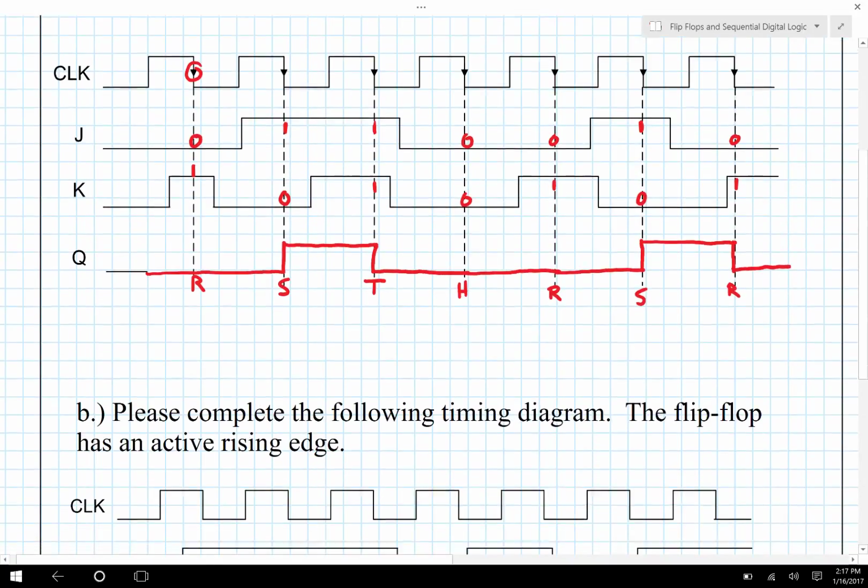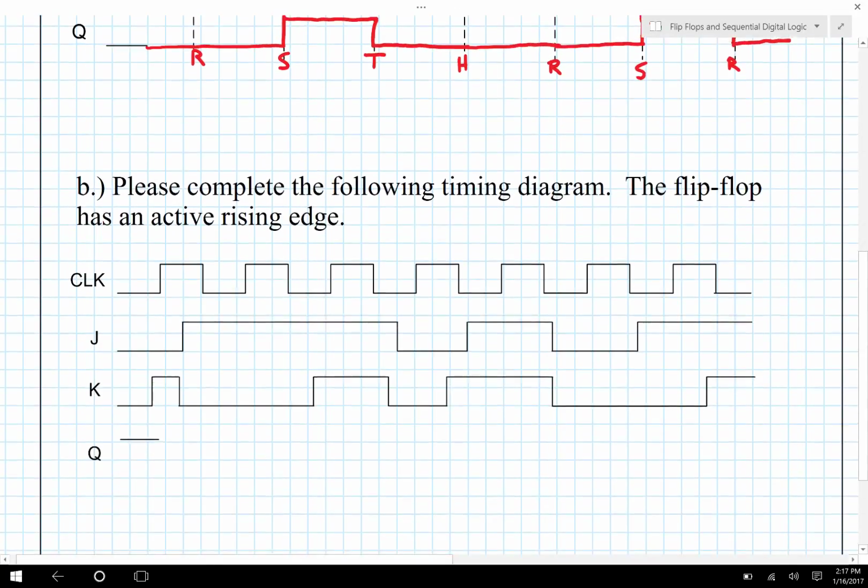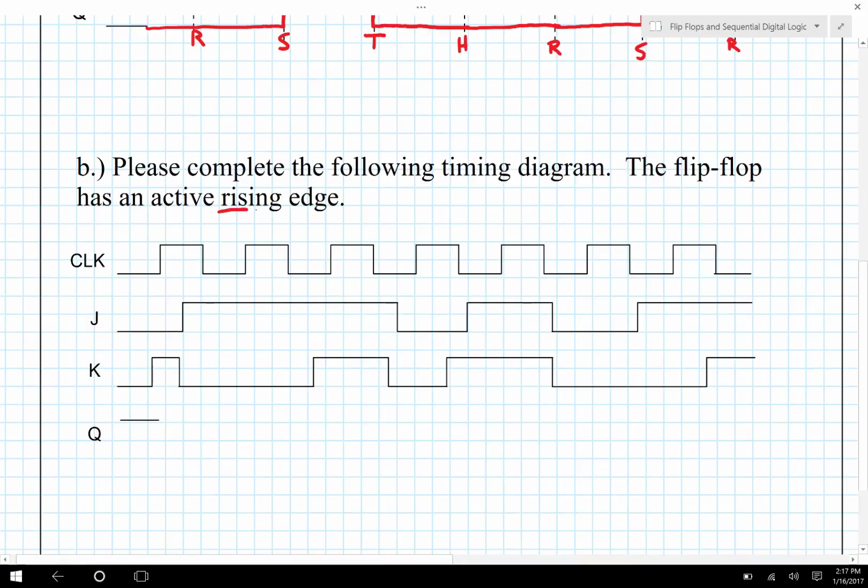Let's see another example. Here we know that the flip-flop has an active rising edge. That's not shown on the figure, but it is told to us in the problem statement. So I'm going to go ahead and add the little arrows here to indicate the active rising edge. And then also, just because it makes it a little bit easier for me, I'm going to add the dotted lines here to be able to see where the activity is going to take place. Because where the activity takes place, that's where I need to perform my three-step process.